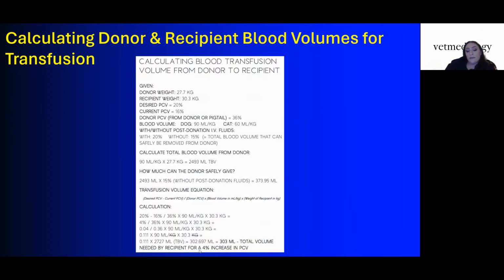We're typically aiming for at least a 4% increase. So that number is going to be variable.